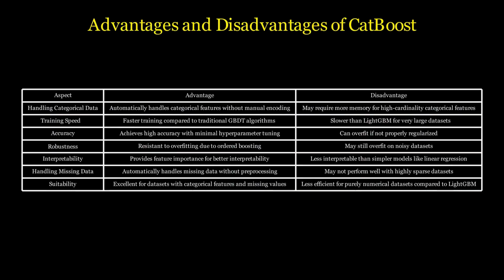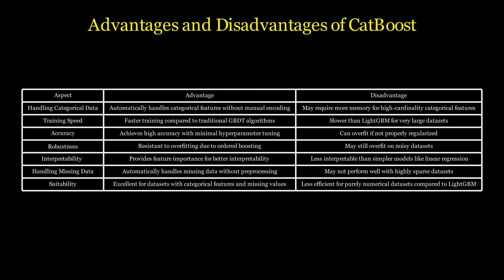CatBoost is faster than traditional gradient boosting algorithms due to its efficient implementation. However, it is generally slower than LightGBM for very large datasets. CatBoost achieves high accuracy with minimal hyperparameter tuning, making it a popular choice for machine learning tasks. However, it can overfit if regularization parameters are not properly set. CatBoost is resistant to overfitting due to its ordered boosting technique, which reduces bias. However, it may still overfit on noisy datasets if not carefully tuned.